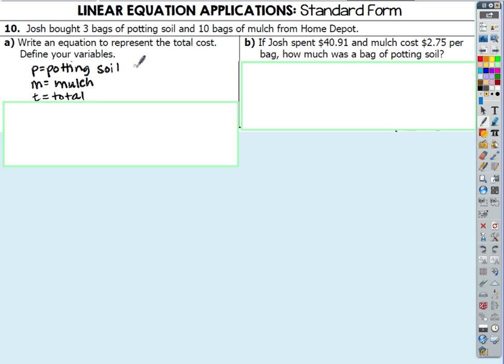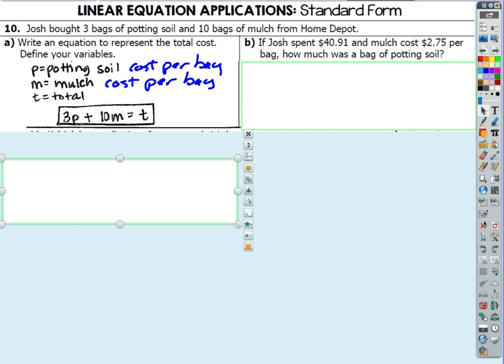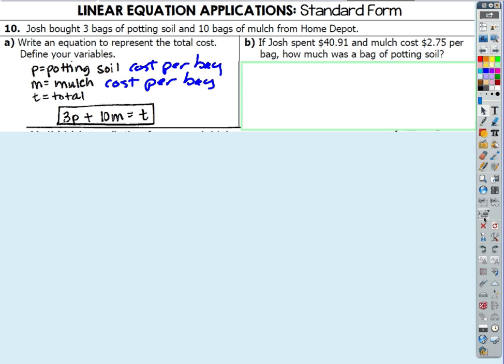Potting soil, it's the cost per bag. And for mulch, same thing. It's the cost per bag. And then, this makes sense as an equation, doesn't it? Right? The total cost is going to equal 3 bags of potting soil times the cost per bag. Make sense? Plus 10 bags of mulch times the cost per bag M.